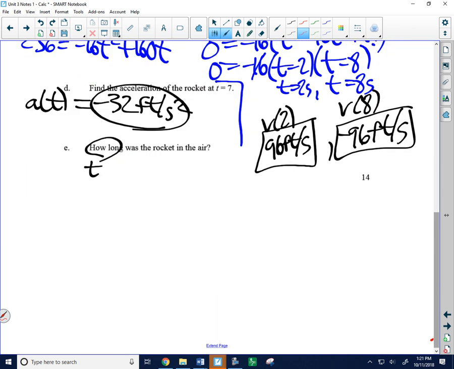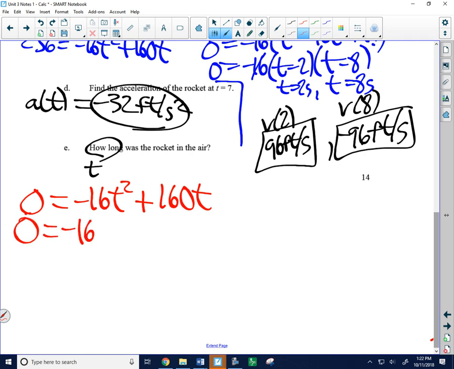So let's go to the bottom. 0 equals, I had negative 16t squared plus the 160t. You see right here, that's something we know is true. The height is 0 when it's not in the air anymore. When we solve this, and it will get us t.